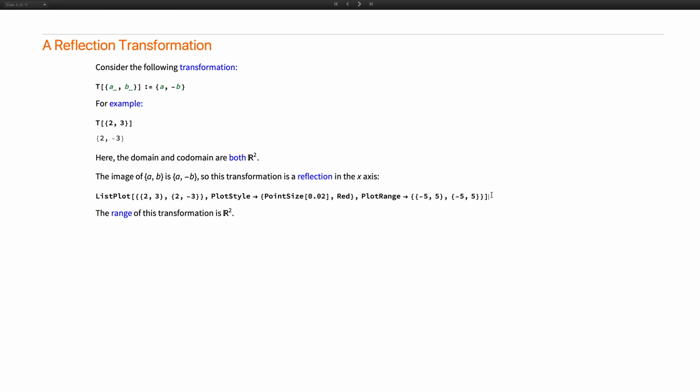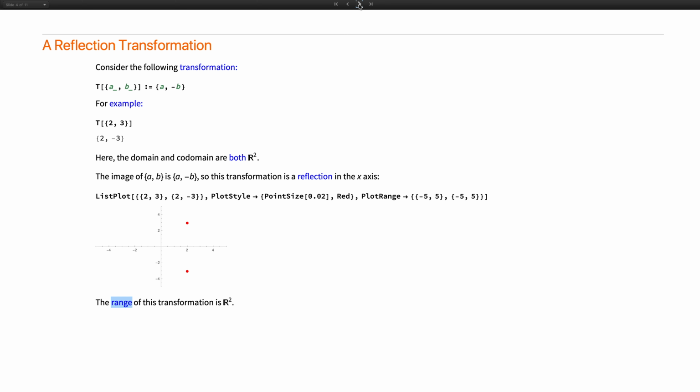So let's see that over here. You have the point (2, 3), and after transformation you get the point (2, -3). That's a reflection if you imagine a mirror placed in the x-axis. And of course the range of this transformation is all of R2 because every point over here comes from some point under the reflection.